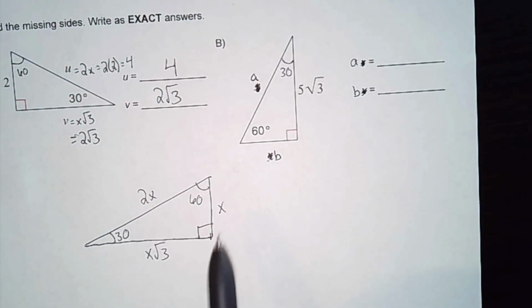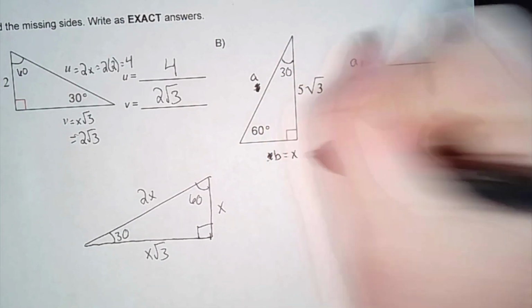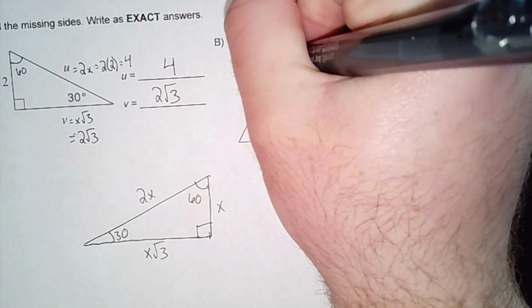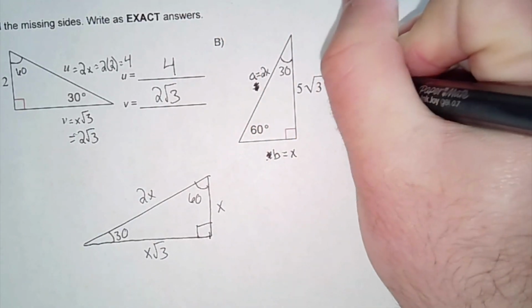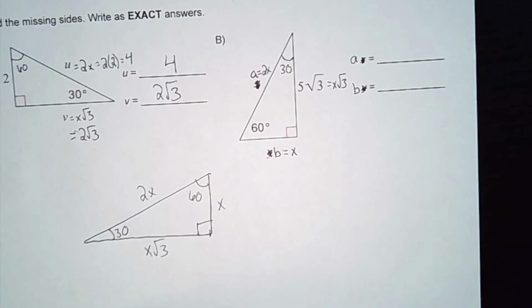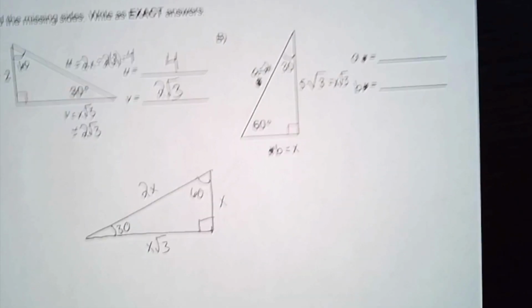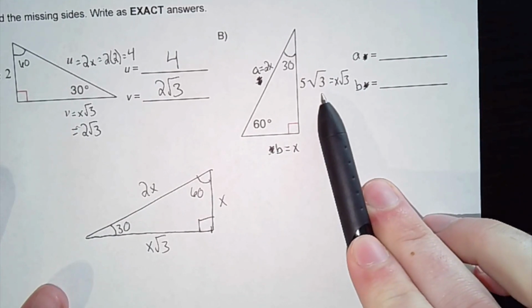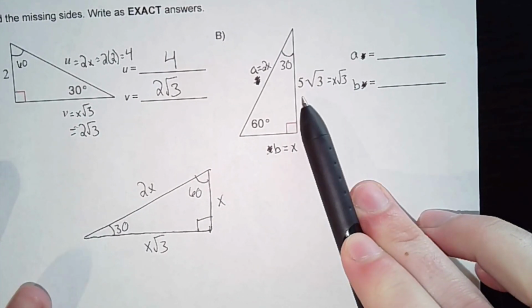You could, I guess, use a different letter in the pattern as well, but we try to stick to that x. So across from the 30 is our x, across from the 90 is our 2x, and across from the 60 is our x square root of 3, just filling in our pattern that we have. Now, what I need to do is use the one that I actually know, which is across from my 60 here: the x square root of 3 is 5 square roots of 3.